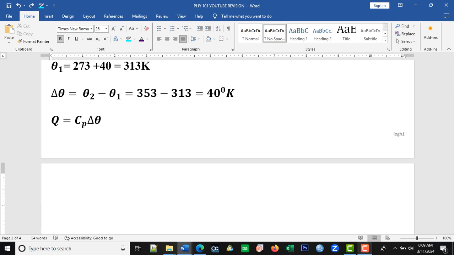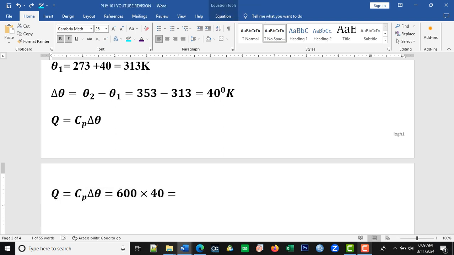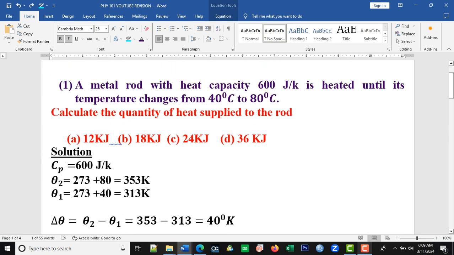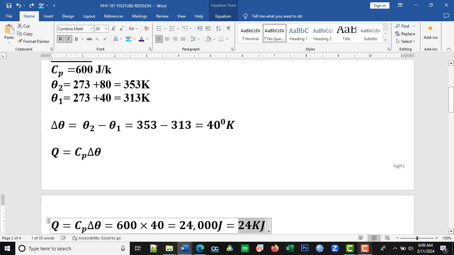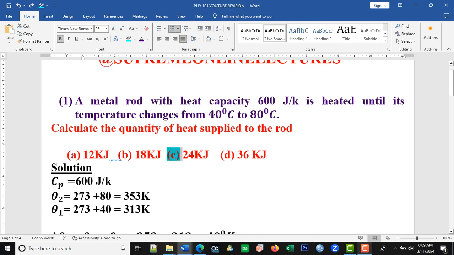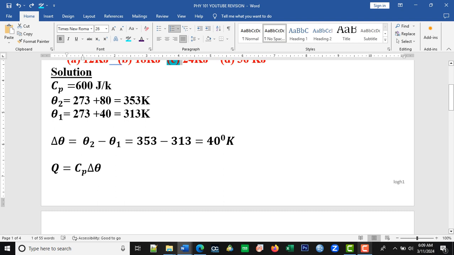where the C represents the heat capacity. So we are going to substitute the values we have into the expression. So the heat capacity 600 and then the change in theta 40. When we multiply, we get the product, which is 24,000 joules. But if you check the options, it was in kilojoules. You now see that option C is suitable because kilo here represents 1000. So the correct answer is option C. Let's go to the next question.